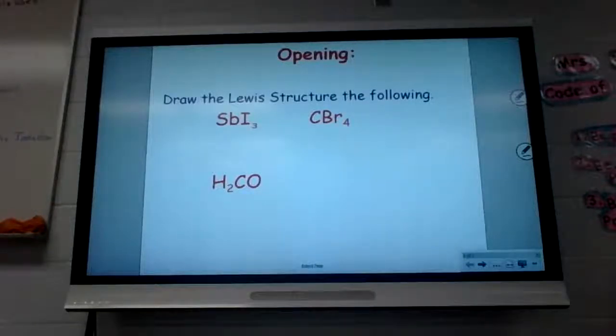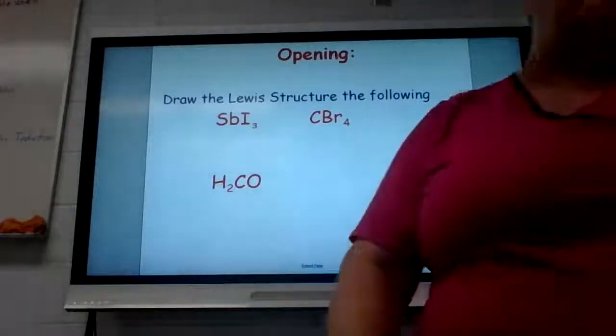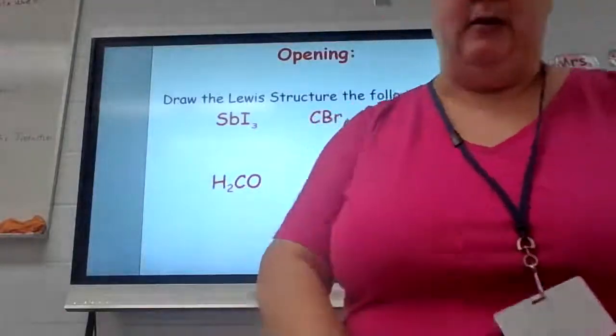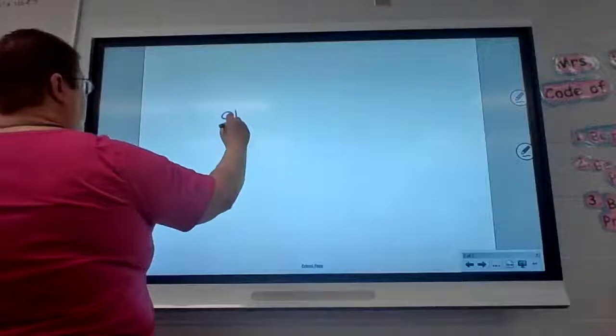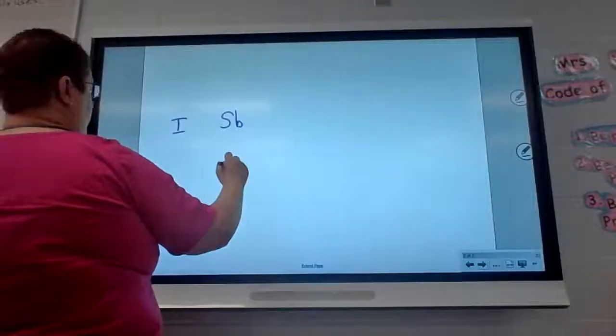So, how many electrons did y'all count up for SbI3? 26. Who's the central atom? Sb. Sb? All right, so Sb is in the middle. How many I's am I drawing around it? 3. And you said 26 electrons.